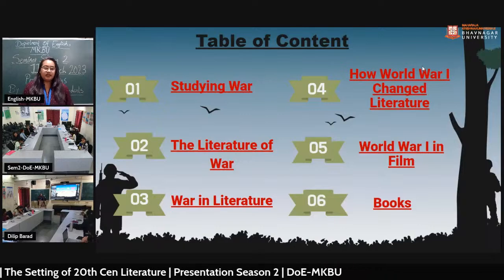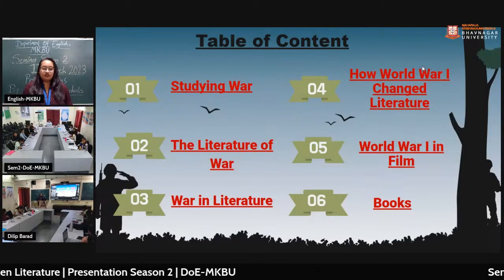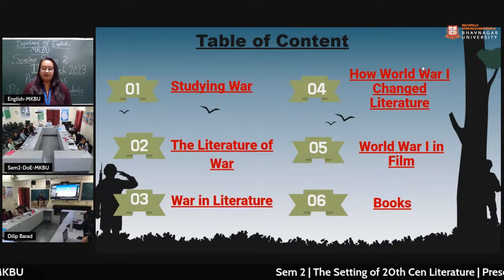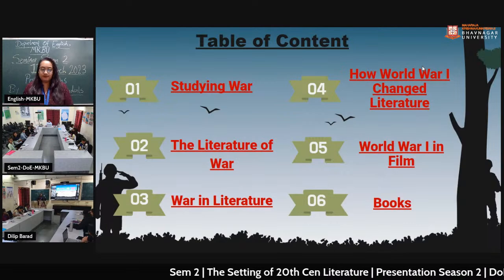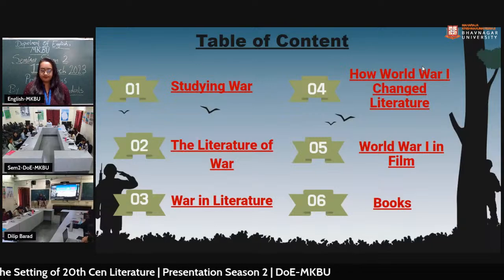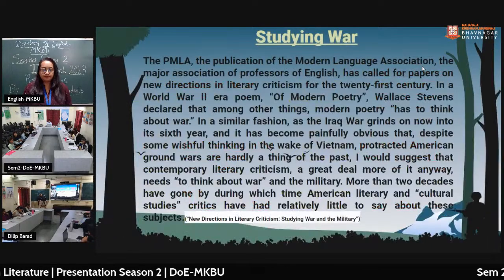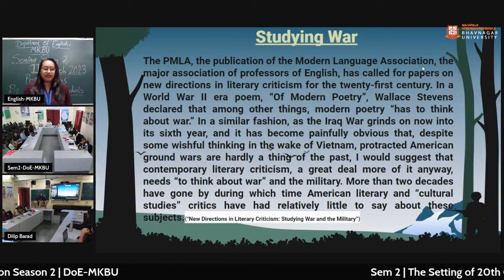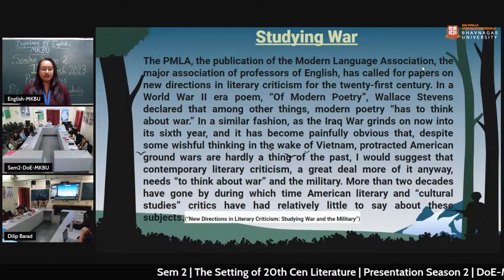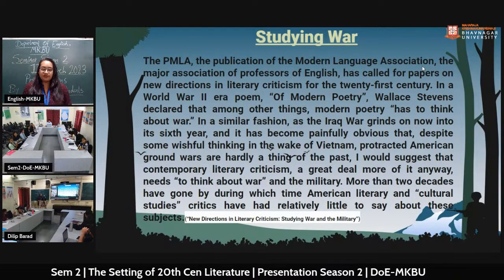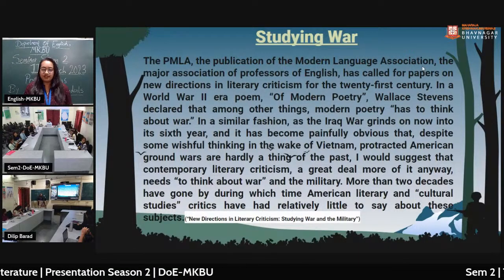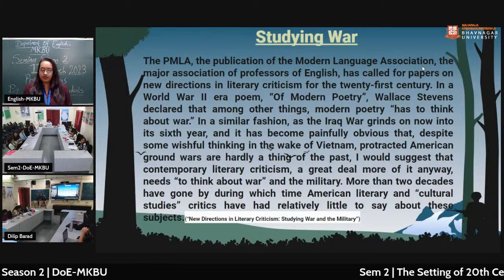Table of contents: studying war, the literature of war, how World War I changed literature, how World War II changed literature, and the films and books based on the World Wars. Studying War was published in the PMLA, the publication of the Modern Language Association, the major association of professors of English, which has called for papers on new directions in literary criticism for the 20th century.